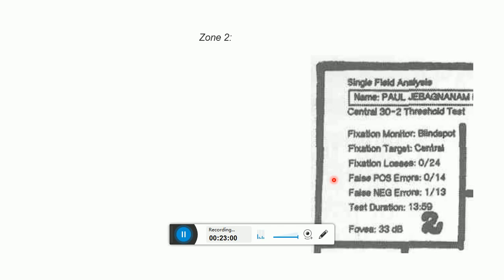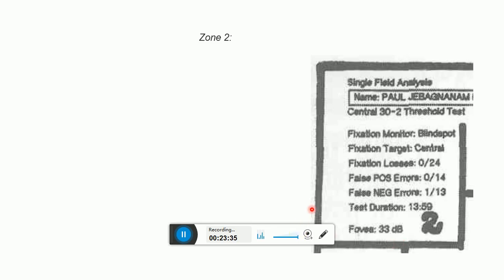The foveal threshold should correspond to the visual acuity of the patient. A good visual acuity with a low foveal threshold would indicate damage to the fovea, and a poor visual acuity with a good foveal threshold would indicate a refractive error that has not been corrected before performing the test. So this is the foveal threshold. It corresponds to the visual acuity of the patient.